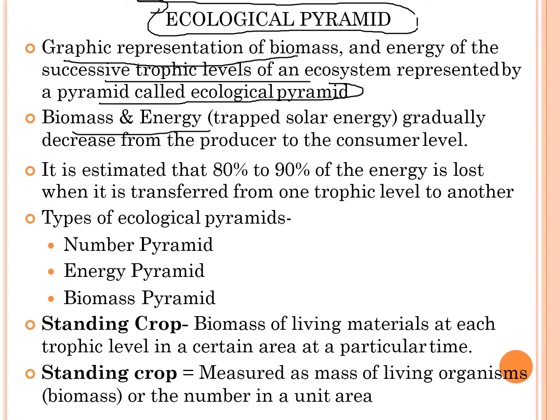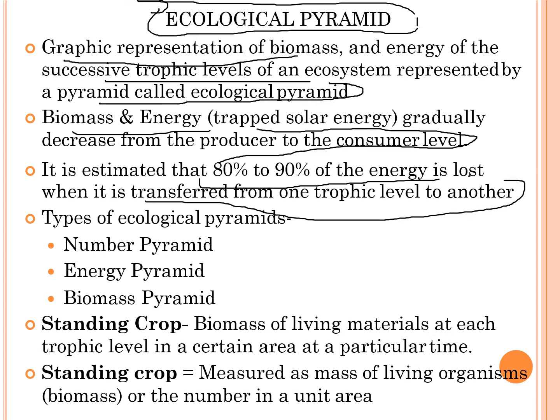Biomass and energy, which is trapped from solar energy, gradually decrease from the producer to the consumer level. I have already covered this: as the energy level decreases, only about 10% of energy is transferred, while 90% of energy gets wasted due to heat transfer, growth or reproduction. It is estimated that 80 to 90% of energy is lost when it is transferred from one trophic level to another, so only about 10 to 15% of energy gets transferred.